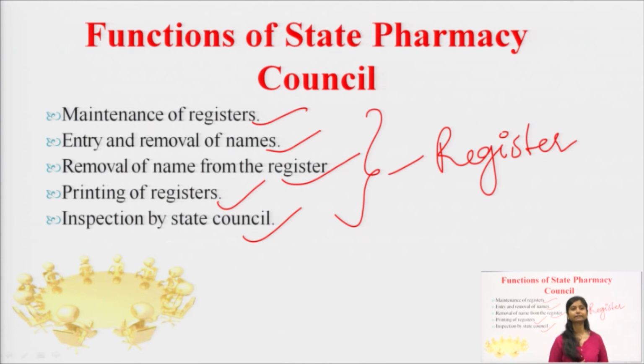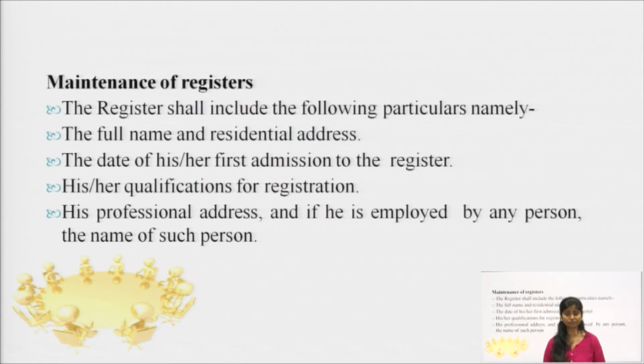और लास्ट में हम पढ़ते हैं inspection of state by state council, जो कि अगर हम इंस्पेक्शन की बात करें तो it can be industry, it can be colleges, it can be any place जहाँ पर प्रोफेशन को हमें कंट्रोल करना है, तो हम स्टेट के कुछ लोगों को भेज के वहाँ इंस्पेक्शन करवा सकते हैं. तो let's go through it one by one कि कैसे कैसे चीज़ें होती हैं. मेंटेनेंस ऑफ रजिस्टर की बात करें तो register shall include the following particulars, namely the full name and residential address.